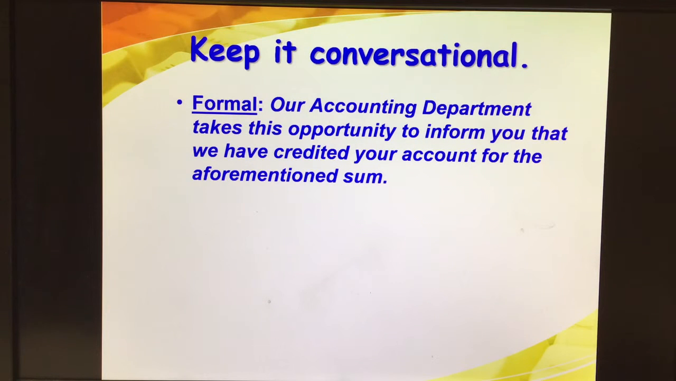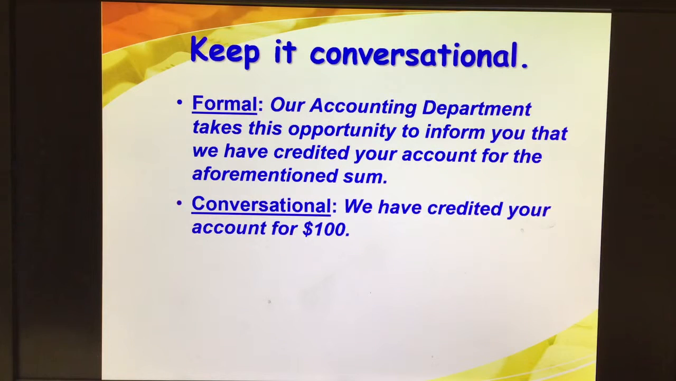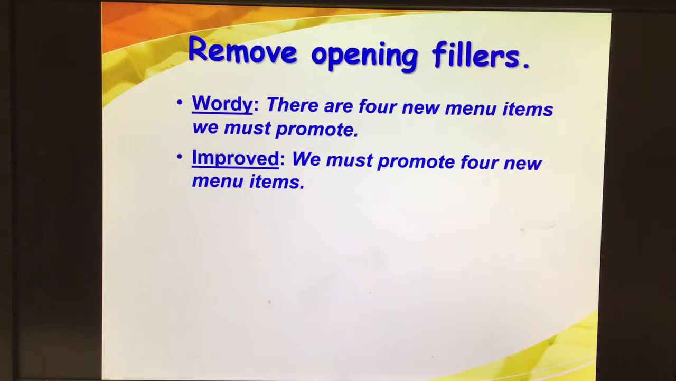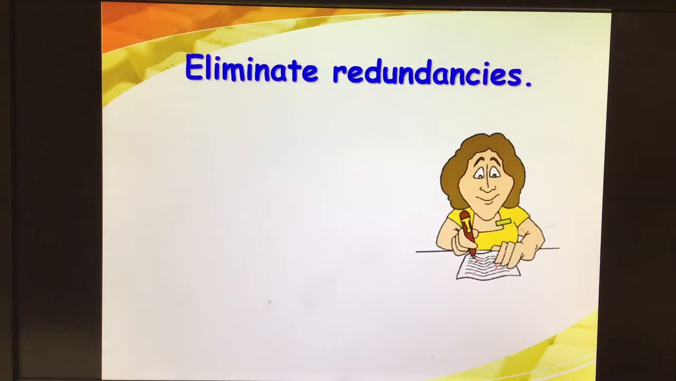Secondly, keep it conversational. In this case, you see, our accounting department takes this opportunity to inform you that we have credited your account for the aforementioned sum. Conversational: we've credited your account for $100. Next, remove opening fillers. You can see an opening filler here. There are any number of these things, but notice here, there are 4 new menu items we must promote. Why don't you just say we must promote 4 new menu items? Look for ways to cut out unnecessary words, those that really don't add any value.